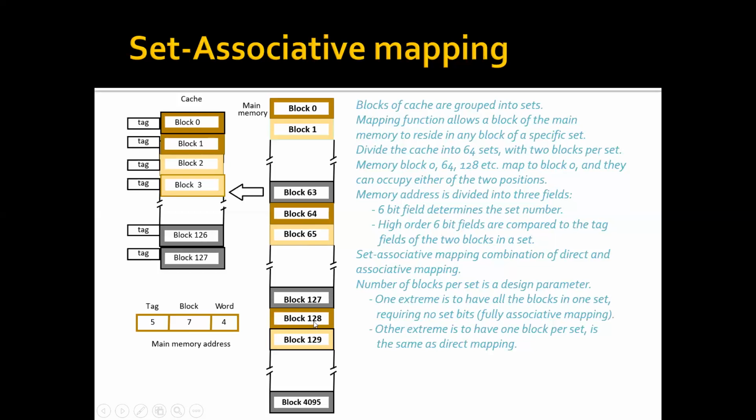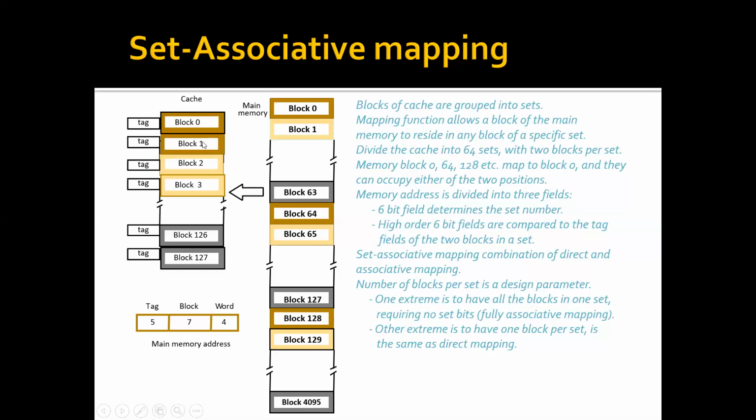Earlier 128 was mapped to 0, and 129 was only mapped to 1. Now what we will have, 128 and 129 is mapped to 0 or 1. So we have some flexibility over here. So block 0 of the cache was earlier mapped to some of the blocks of the main memory. Block 1 of the cache was mapped to some of the blocks of the main memory.